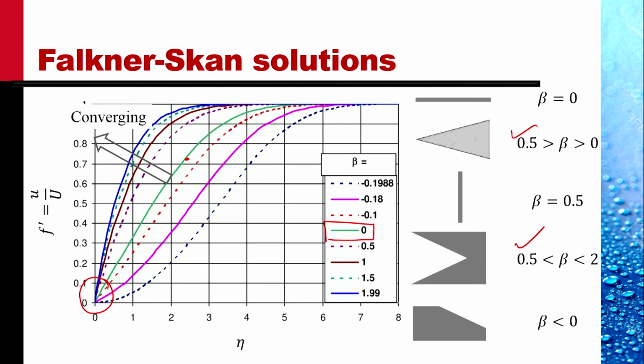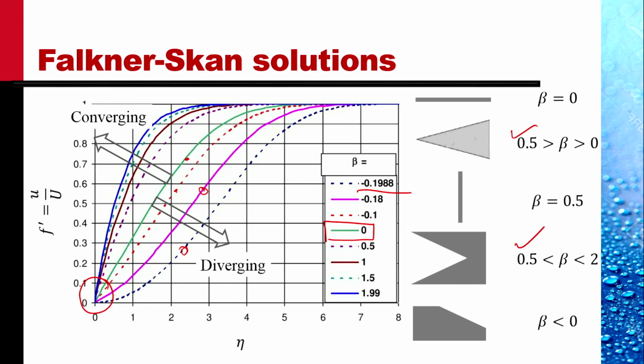But this set of curve represents the negative value of beta. This is for beta is equal to minus 0.1. This line is for beta is equal to minus 0.18. And this line is for the value of beta as minus 0.1981.